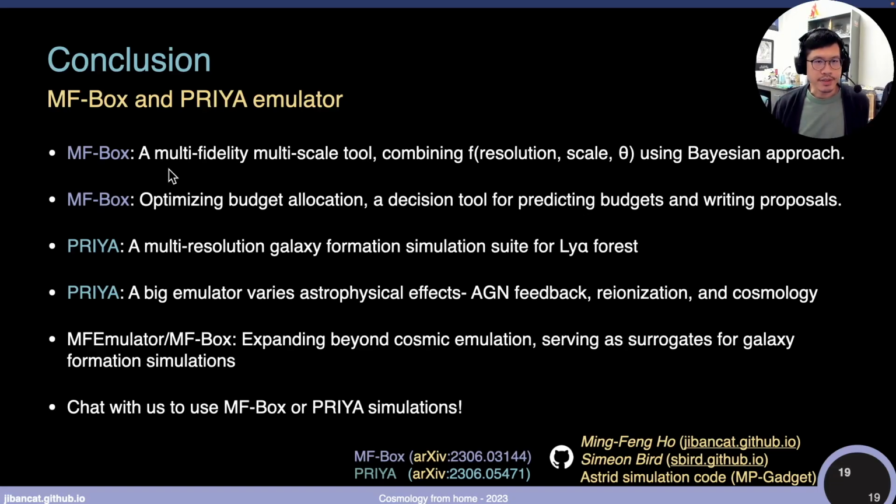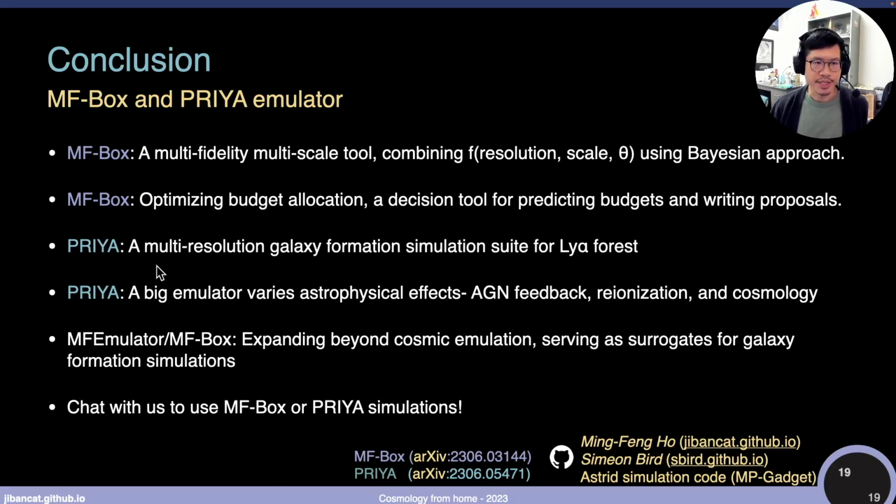So in conclusion, we presented two things, MFBox and the PRIYA simulation suite. MFBox is a multi-fidelity and multi-scale tool that helps you combine resolution, scale, and input parameters into one basic model. It also helps you optimize the budget allocation. It works as a decision-making tool to predict future budgets, and it also helps you write proposals: how much time and how much money I need to run this simulation campaign to get optimal results.